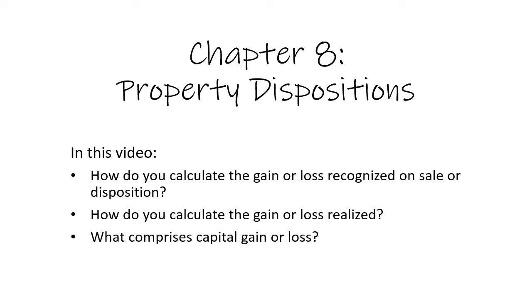Welcome to the last unit of Accounting 3370, Property Dispositions. In the prior unit, we considered how you would record the value of an asset, or the taxable basis, upon acquisition. We considered the depreciation or amortization process for the asset. And in this unit, we're going to look at how you calculate the gain or loss that's recognized on sale or disposition of an asset.